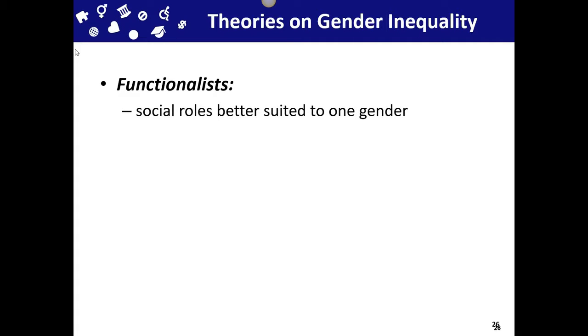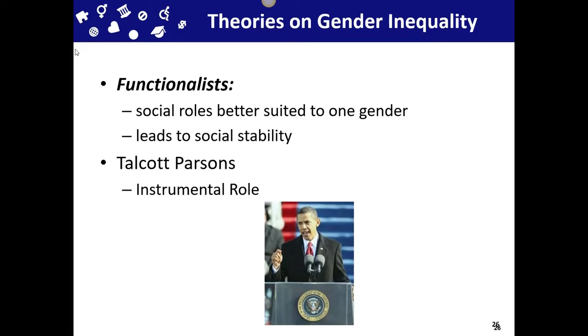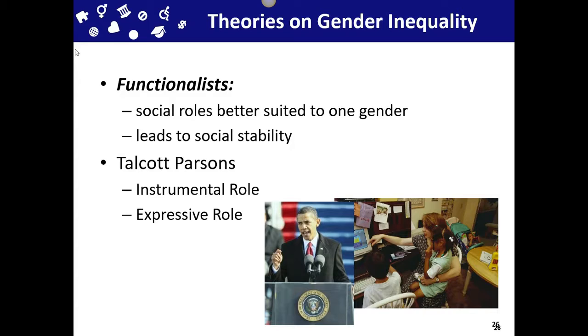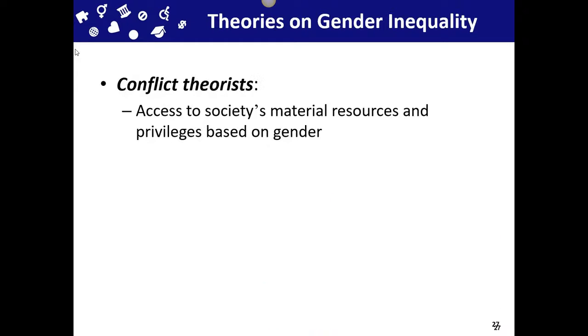Well, the functionalists would say that some social roles are better suited to one gender, and this leads to social stability. If we have everybody performing their particular roles, and we have all roles fulfilled in society, Talcott Parsons particularly identifying differences between men tending to be in instrumental roles and women tending to perform expressive roles. Again, this idea that all roles are engaged in, therefore all roles are met, and this leads to stability in society. Functionalists, therefore, would see gendered society as one that is a positive society.